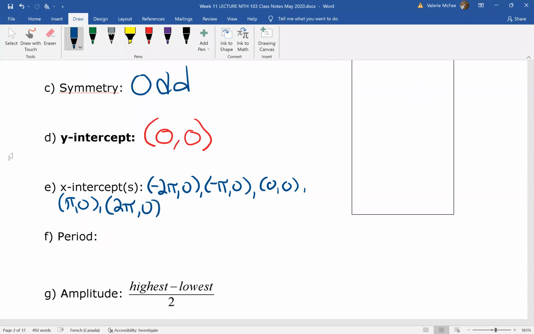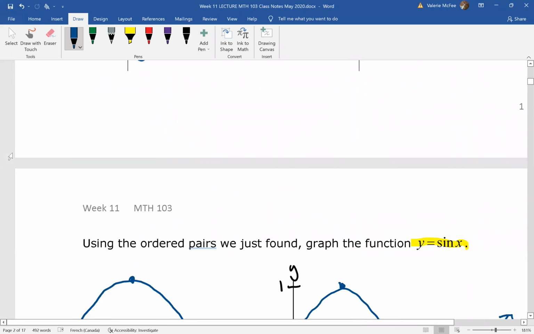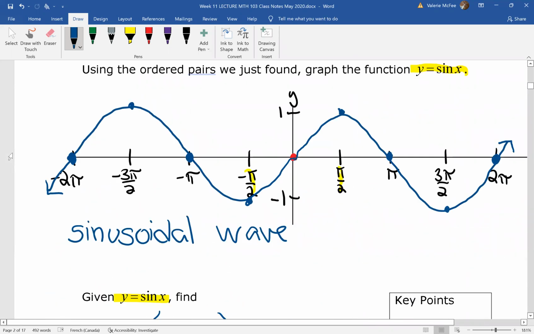Now, as I said, we can't list all of the x-intercepts. There are an infinite number of x-intercepts. We can see that this graph continues infinitely to the left and infinitely to the right. So how do we make a list of all of the x-intercepts without showing them all? Well, we're going to use our set notation.